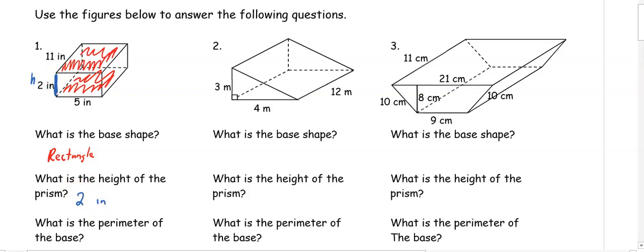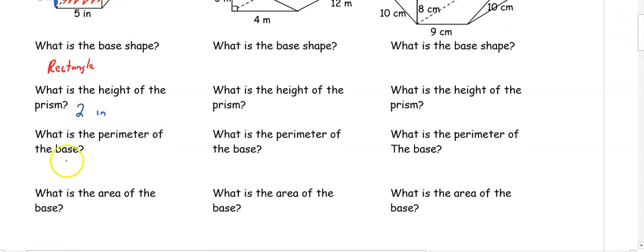What is the perimeter of the base? If we said the base was a rectangle, we see that there's one side that's 5 and one side that's 11, which really means in a rectangle, two sides are 5 and two sides are 11. So we have 11 plus 5 plus 11 plus 5, which gets us 26 inches. To get the area of the base, because it's a rectangle, it's base times height, so it'd be 11 times 5, which would be 55 inches squared.